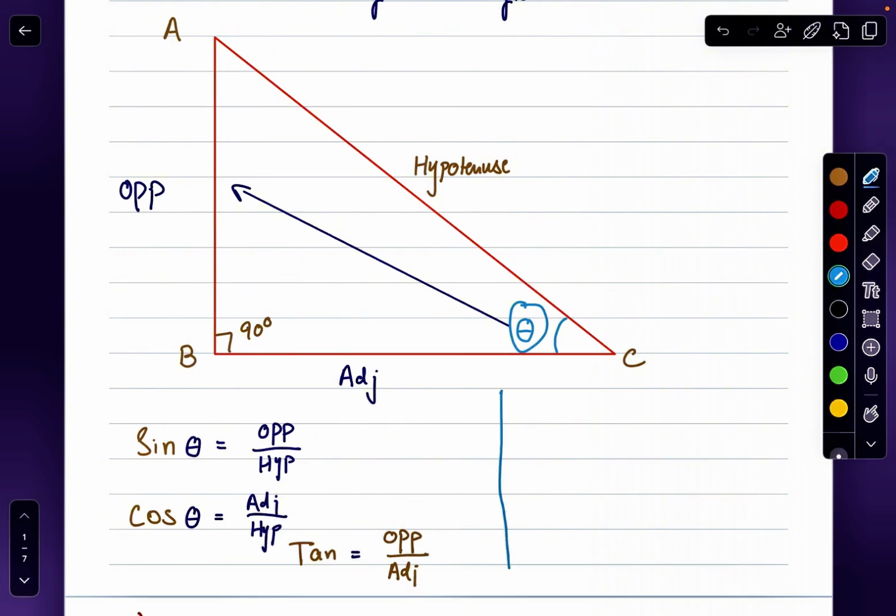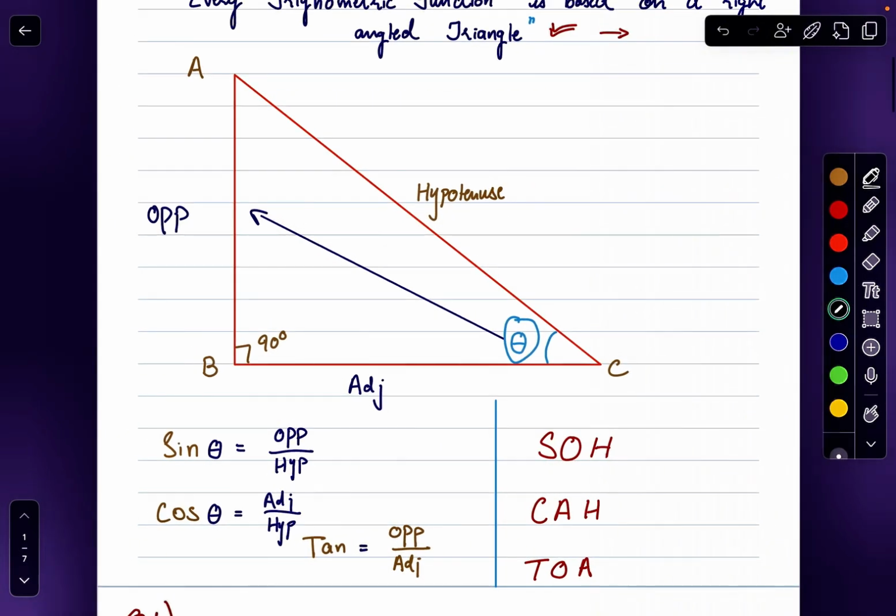There's an interesting memory trick to learn them: SOH CAH TOA. SOH for sine, CAH for cos, and TOA for tan. SOH CAH TOA means sine equals opposite by hypotenuse, cos equals adjacent by hypotenuse, and tan equals opposite by adjacent. If you understand that, there's nothing to memorize. From this trick you can write the formulas down.